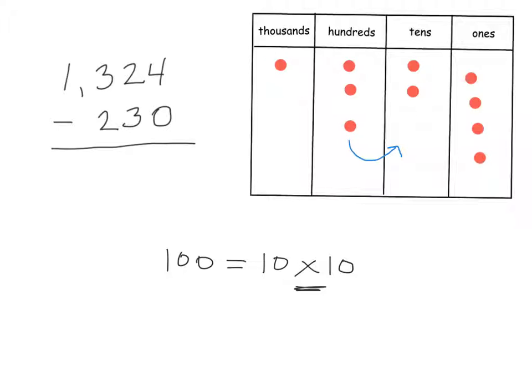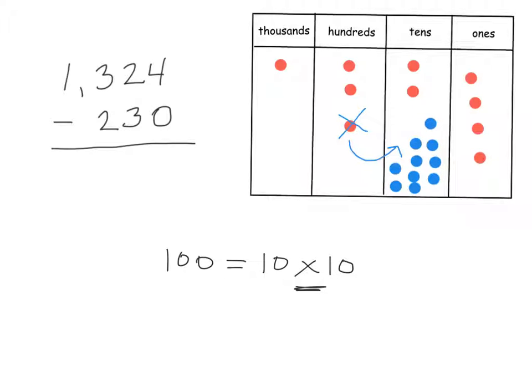What's that going to look like? Well, first of all, let's get rid of that 100, and I know that 100 is the same as 10 groups of 10, so I'm going to put 10, 20, 30, 40, 50, 60, 70, 80, 90, 100. So before we continue, let's double check and make sure our number is still 1,324.